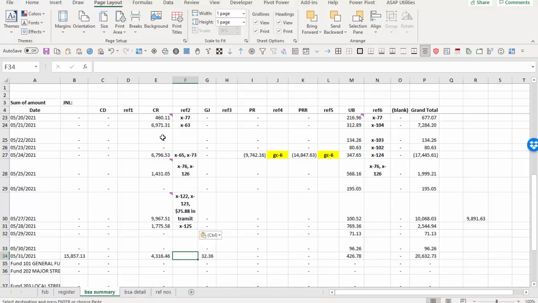Next, we'll show how an outstanding check in the prior month reconciliation is resolved by voiding it in the general ledger during the new month.